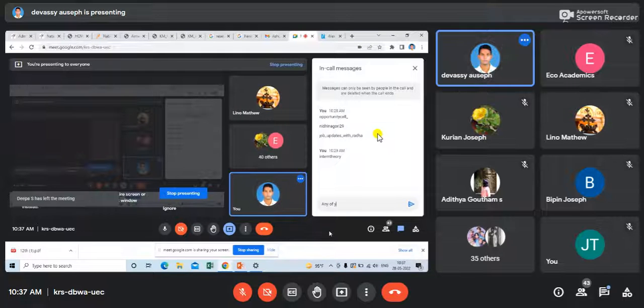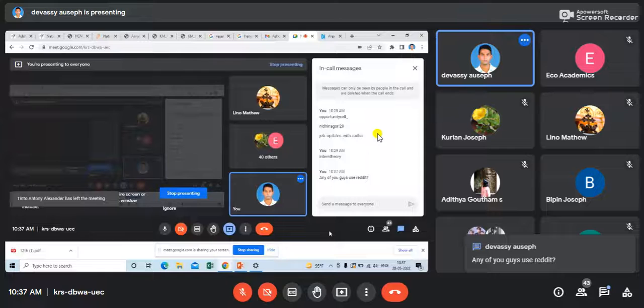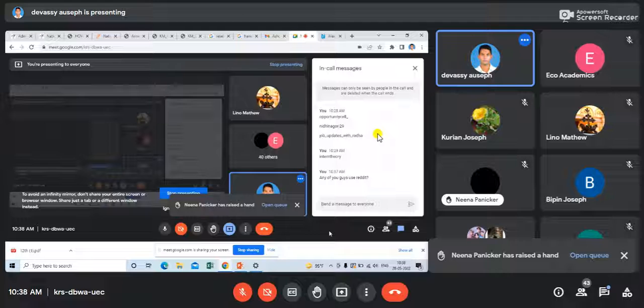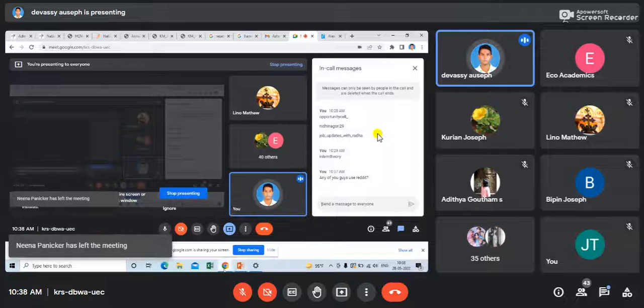Any of you guys use Reddit? You can text in the chat box. Anybody? Somebody has a doubt? Neena Panikar? Okay, I think she uses Reddit already. So I'm going to assume she uses Reddit.